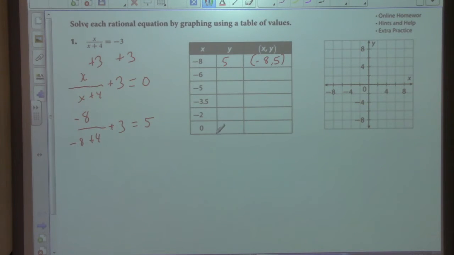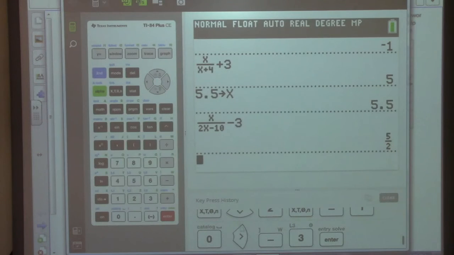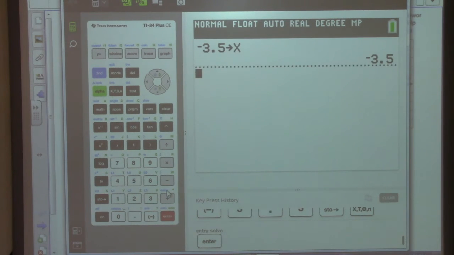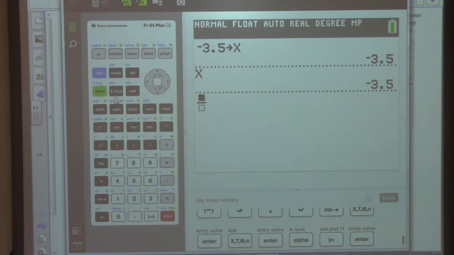And I want to show you something that is just sort of a little hack, if you want to call it a hack, on using your calculators to figure this out. Let's say I want to put -3.5 in place here, because that might be a more complicated number. Well, I go here and put in -3.5 store to x. And so now whenever I put x down again, I get -3.5. So that means I can go here and put the expression x over x plus 4, plus 3, right?